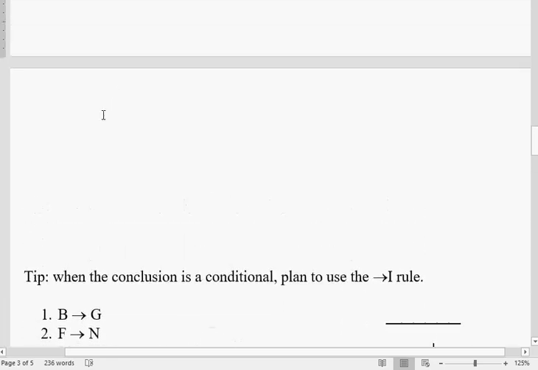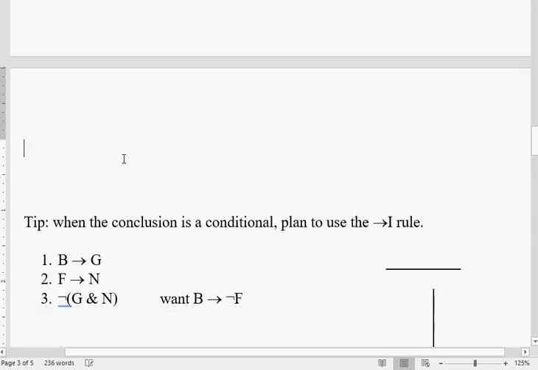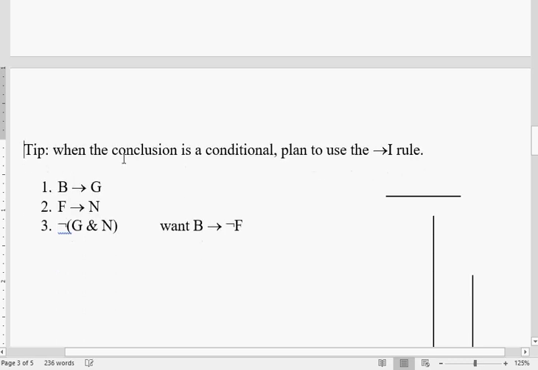I'm going to do a few more today. So here's another tip. When the conclusion is a conditional, as in this argument, if B then not F, what we want to do is use the conditional introduction rule. If you take a look at it, it involves, in this case, assuming B, the antecedent of what you want to prove, and then deriving not F.